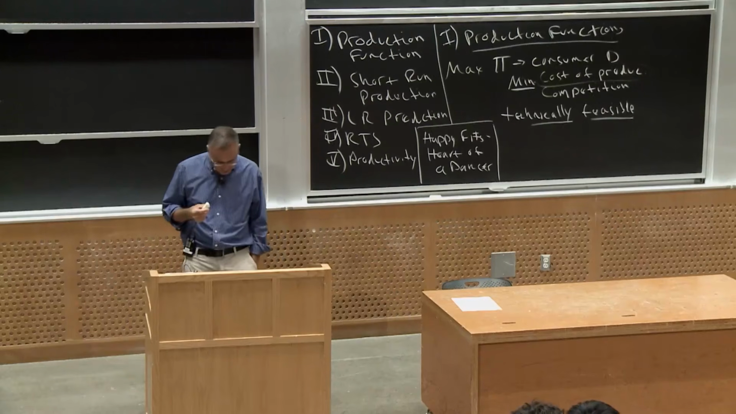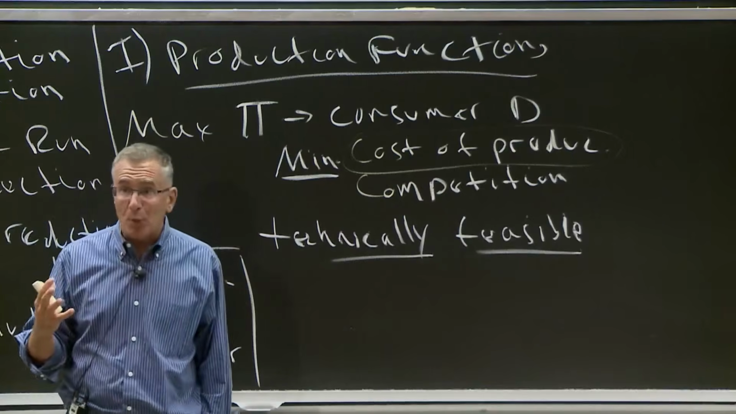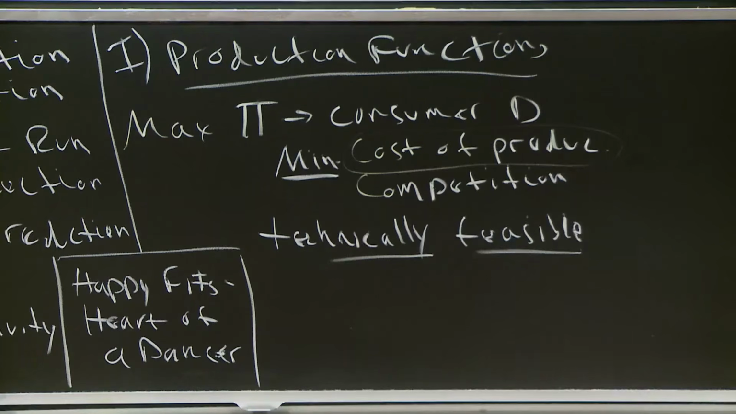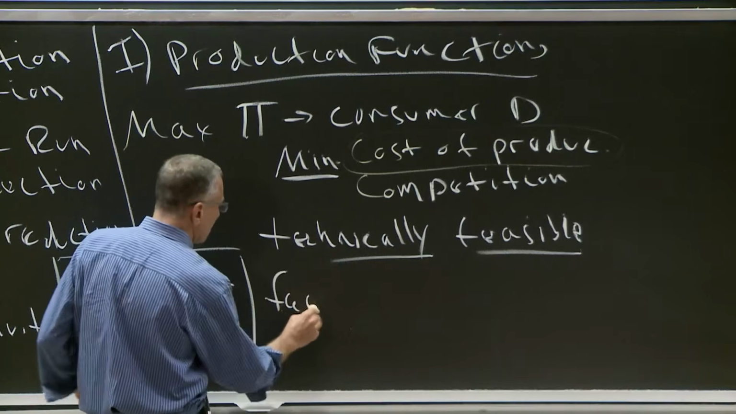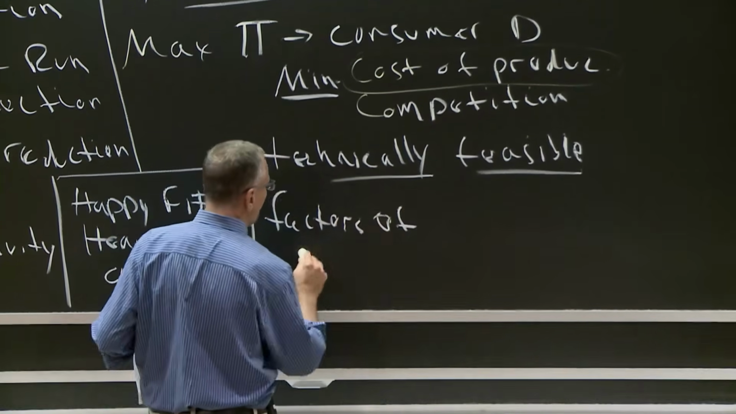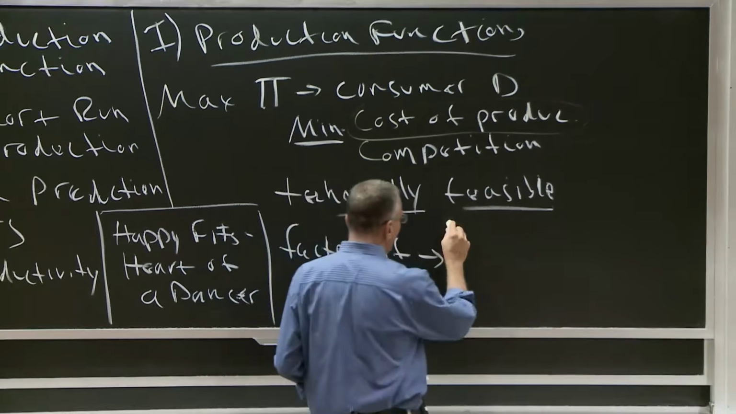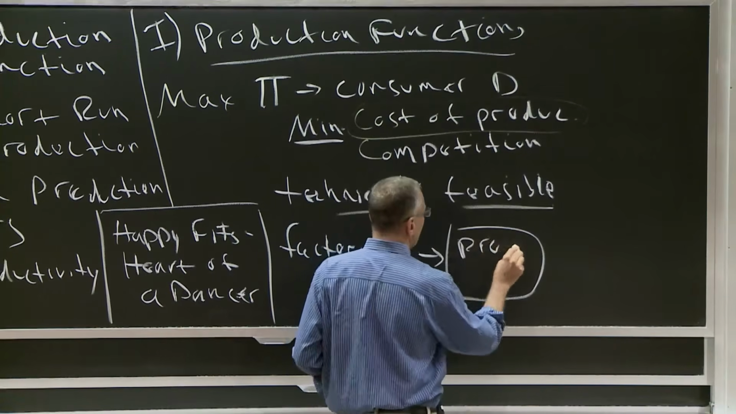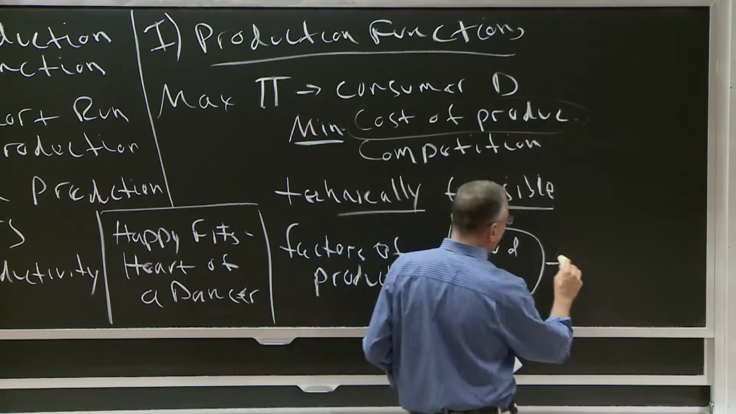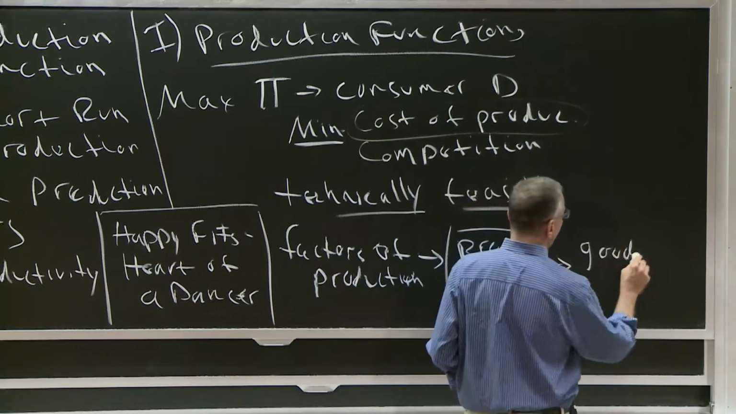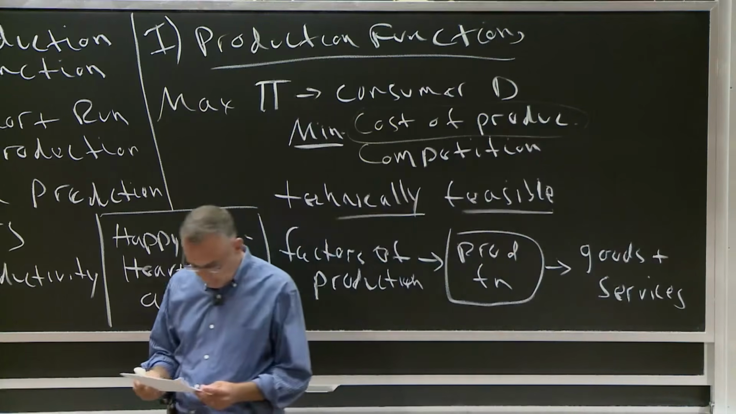Essentially, what this production function does is it takes as inputs factors of production. I'll come back to what those are in a minute. It takes factors of production and puts them through a production function, which is a black box that will express a mathematical function. And out comes a production of goods and services. And that's the way we model the supply side.